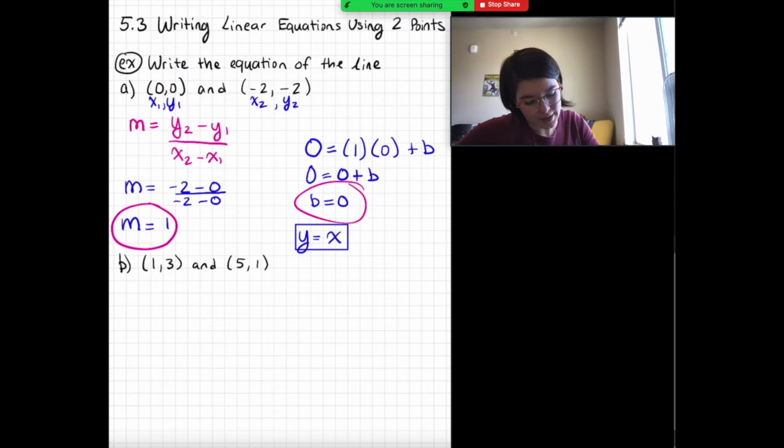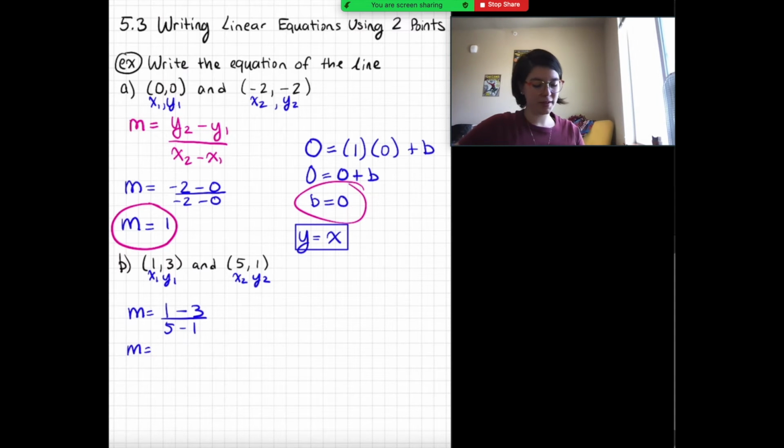So we'll go ahead and label these guys. x1, y1, x2, y2. Plugging into our slope formula, we have our y2 minus y1, which would be 1 minus 3. And our x2 minus x1, which would be 5 minus 1. So in the numerator, we have 1 minus 3, which would be -2. In the denominator, we have 5 minus 1, which would be 4. And then we can simplify this a little bit further. 2 over 4 is the same as 1/2, so our slope would be -1/2.